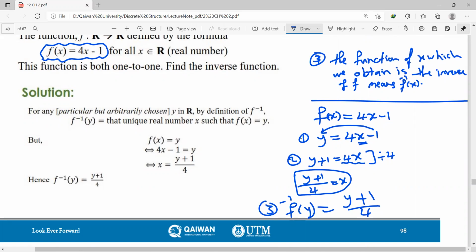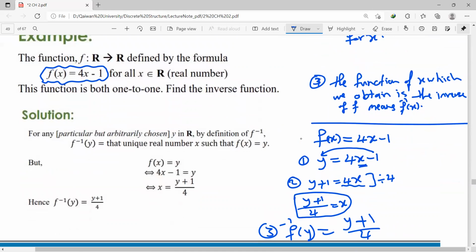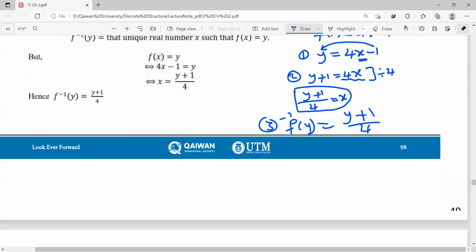To find the inverse of a function, we just follow these 3 steps. First, we let f of x be y, then write down the function for x. And the function that we get is f inverse of y. Let's take another example.